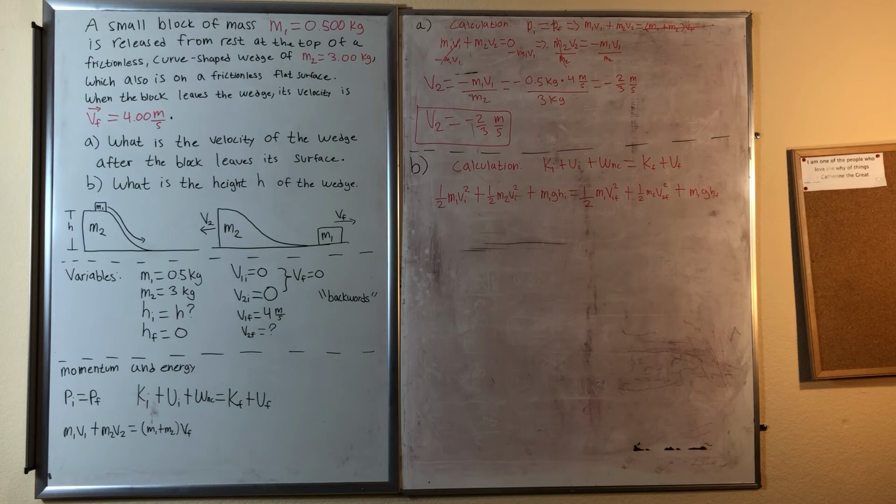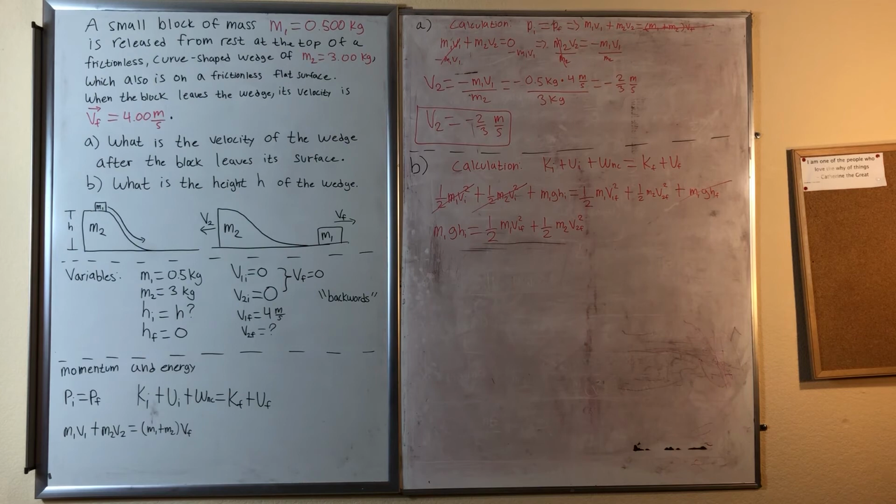Thinking about all the terms that are 0, the initial velocities for both masses are 0, since they start from rest, so we can cross those out, and the height final is the ground, so it equals 0, so cross that out as well. This leaves a nicer equation of m sub 1 times g times h initial equals 1/2 m sub 1 times v sub 1 final squared plus 1/2 m sub 2 v sub 2 final squared.